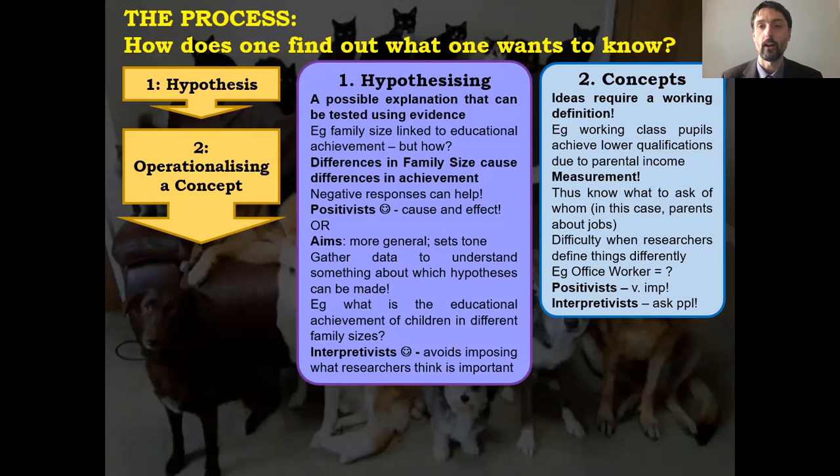So in this case, when you're talking about working class pupils, you need to talk about the parents rather than the pupils. You need to talk to them and find out what job they've got. And once they've got a job, one way of operationalizing working classness is to work out what jobs you consider to be working class and what jobs you consider to be middle class. The difficulty here comes when researchers define things differently, which means you've got to read the study and you've got to understand what the study is about.